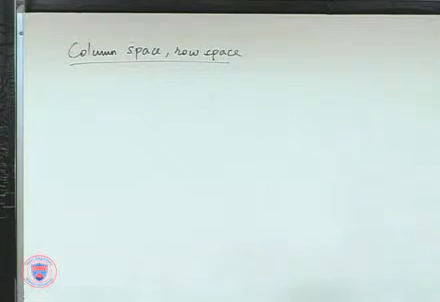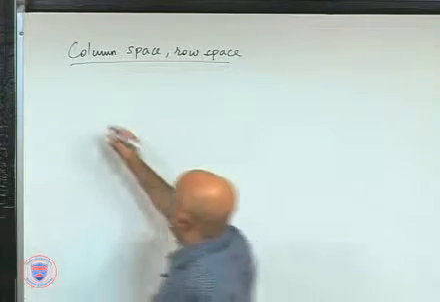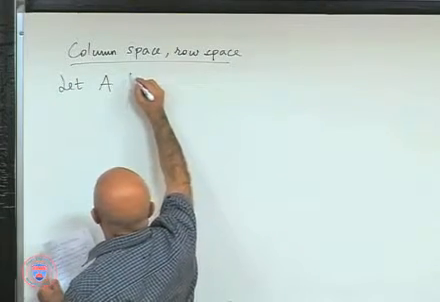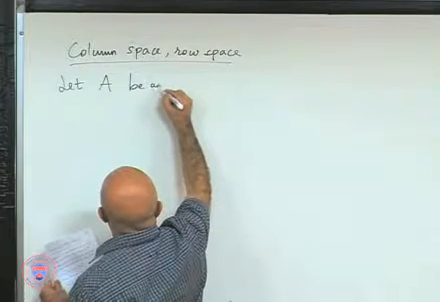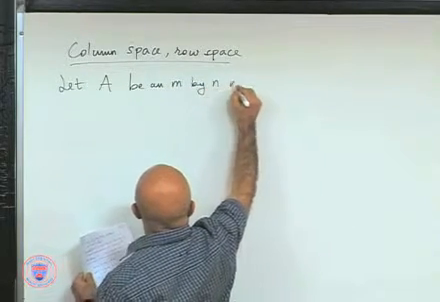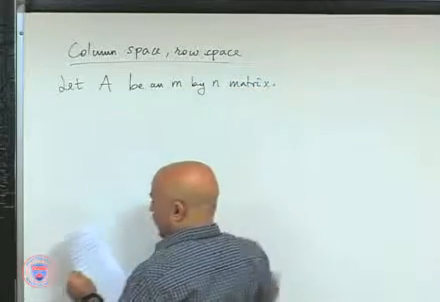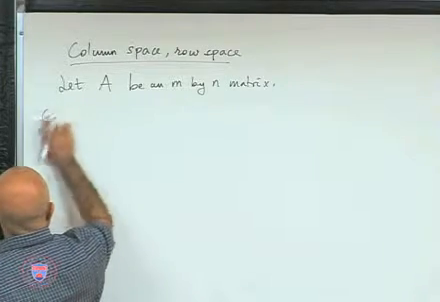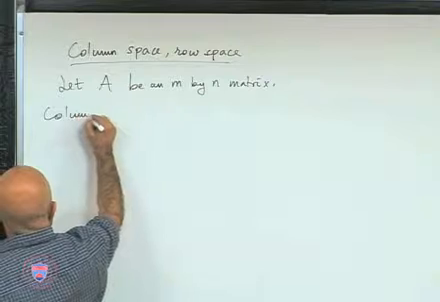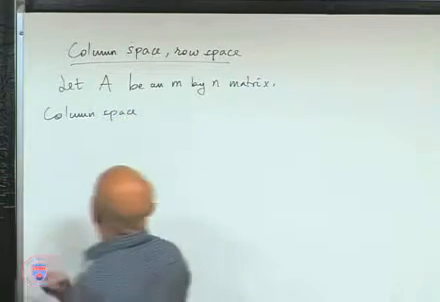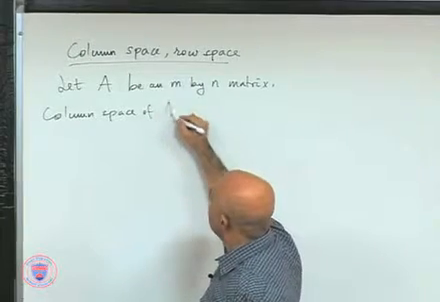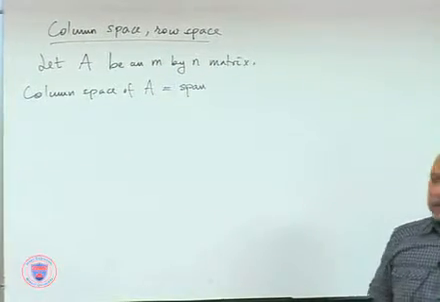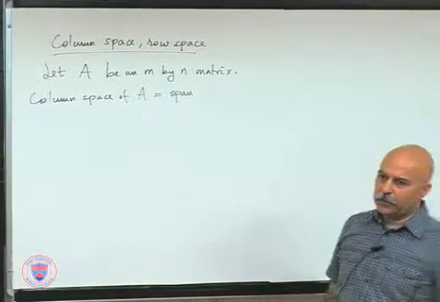Let's just briefly talk about column space and row space of matrices. So let's assume we have a matrix which is m by n. So let A be an m by n matrix. Column space of A is the set of all vectors that you can obtain by taking a linear combination of all columns of A.